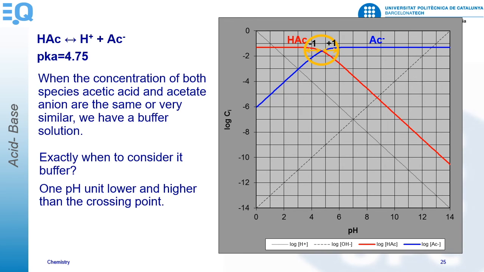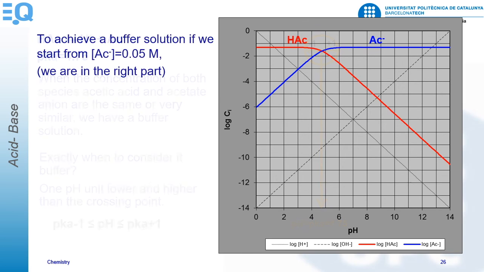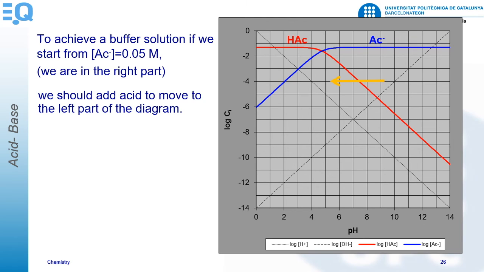Imagine we have a sodium acetate solution 0.05 molar. Is this a buffer solution? Clearly not, because we predominantly have acetate concentration, and the acetic acid concentration is negligible in front of the other one. Let's see an example of how to achieve a buffer solution if the starting point is a sodium acetate solution 0.05 molar. In this case, we are in the right part of the diagram.